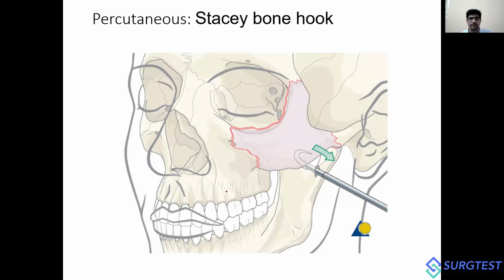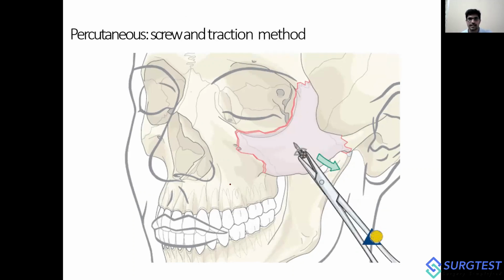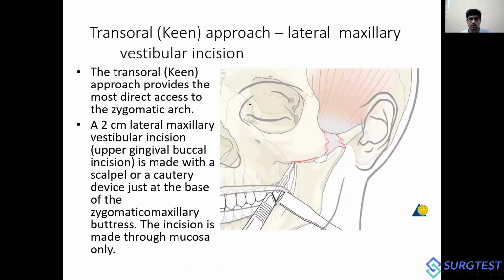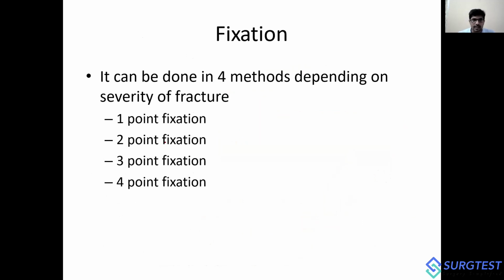So in the percutaneous approach, we have the Stasis bone hook, where we will be just placing a hook and giving an outward pressure. And the screw traction method is also there. Simultaneously, while putting the screw, we can give a traction also. So the Carroll-Girard screw is described for this percutaneous method. And the transoral, that is the incision in the upper gingivobuccal sulcus, is described in case of zygomatico-maxillary buttress fractures.